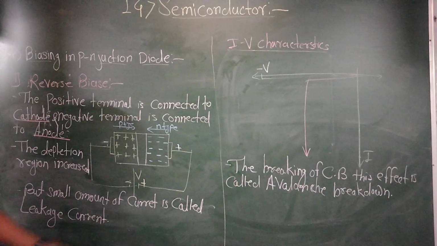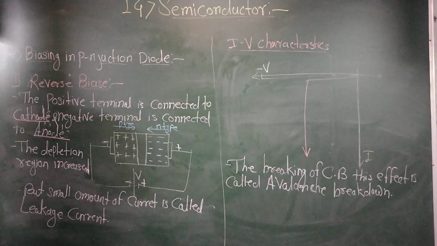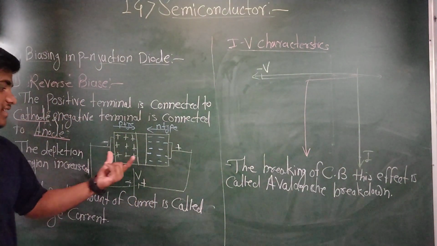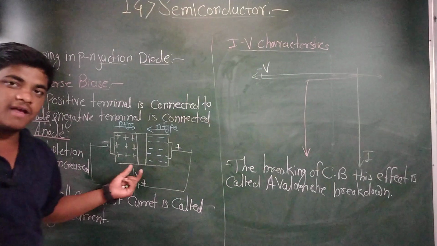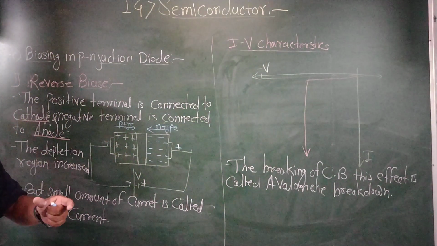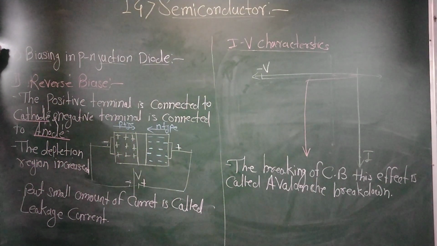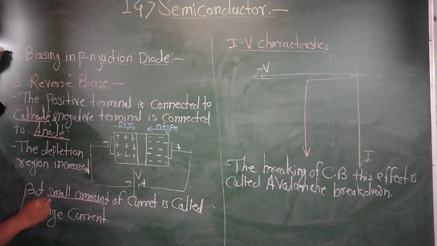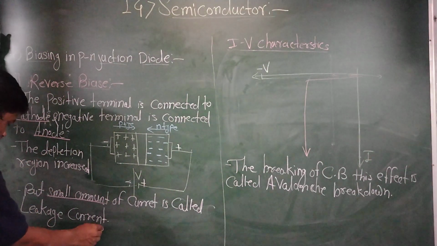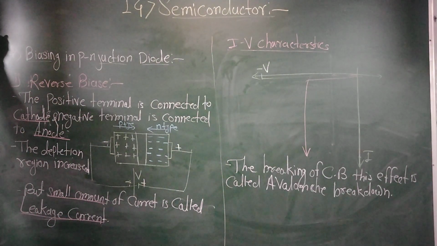Then, as I said, the depletion layer will increase. When the depletion layer is increased, the PN junction has a large amount of resistance, so there is no flow of current. With a large amount of resistance, current does not flow, but a small amount of current will flow across this junction. This current is called leakage current. This will be most important. What is the leakage current?